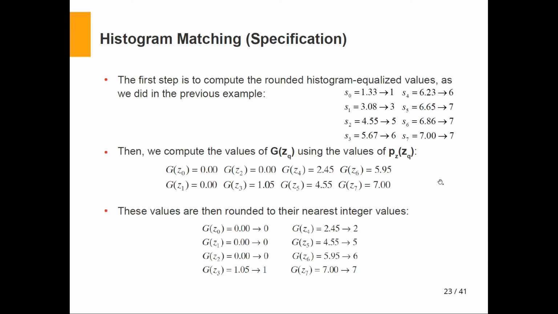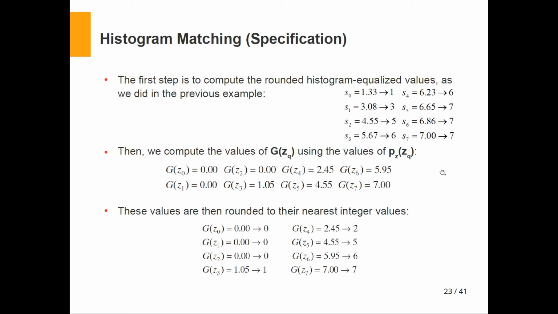The first step was to compute the rounded histogram equalized values from the input image to a histogram equalized version of it. So this directly follows from the previous example. So we have S0 that resulted in 1.33, and then we round it to a value of 1. We have S1 which resulted to a value of 3.08, which we rounded to 3, and then so on and so forth.